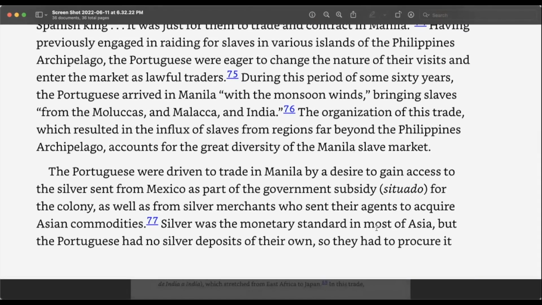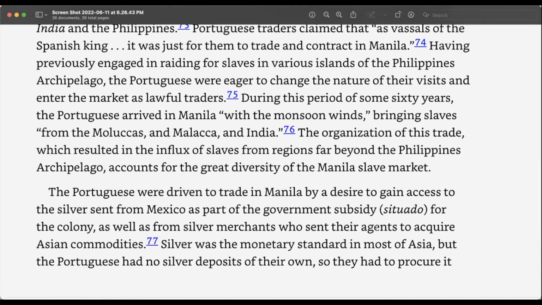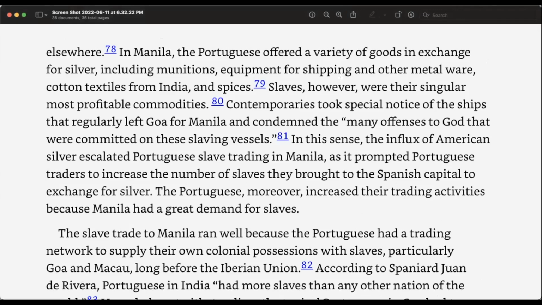As you guys can see, the Portuguese were driven to trade in Manila by a desire to gain access to the silver sent from Mexico as part of the government's subsidy, situado, for the colony, as well as from silver merchants who sent their agents to acquire Asian commodities. Silver was the monetary standard in most of Asia, but the Portuguese had no silver deposits of their own, so they had to procure it. Elsewhere in Manila, the Portuguese offered a variety of goods in exchange for silver, including munitions, equipment for shipping and other metalware, cotton textiles from India, and spices. Slaves, however, were their singular most profitable commodity.